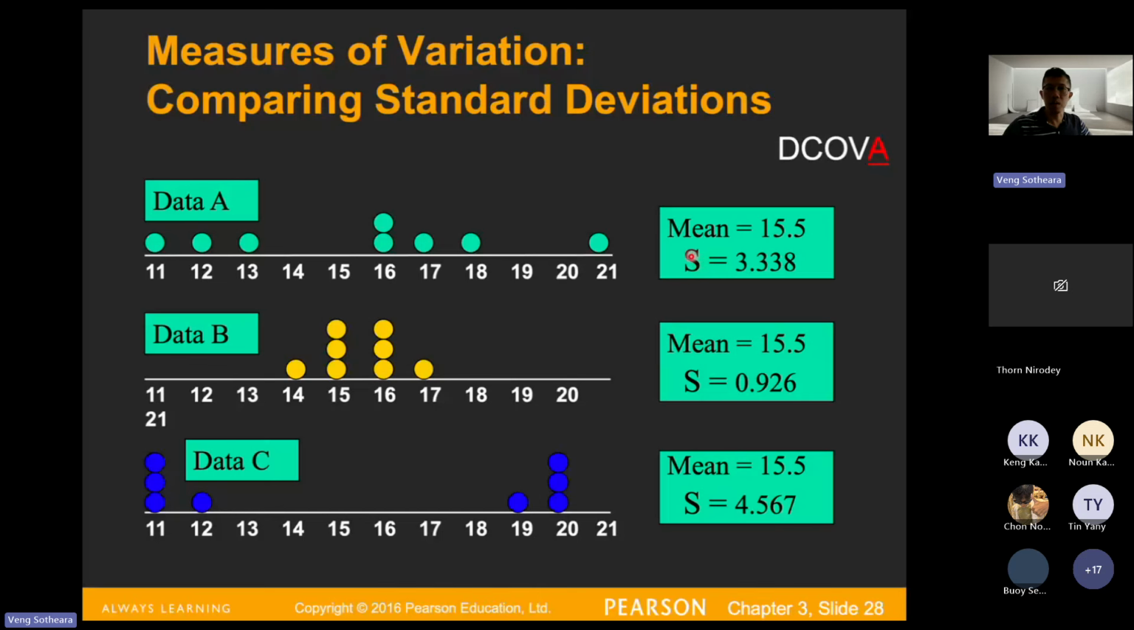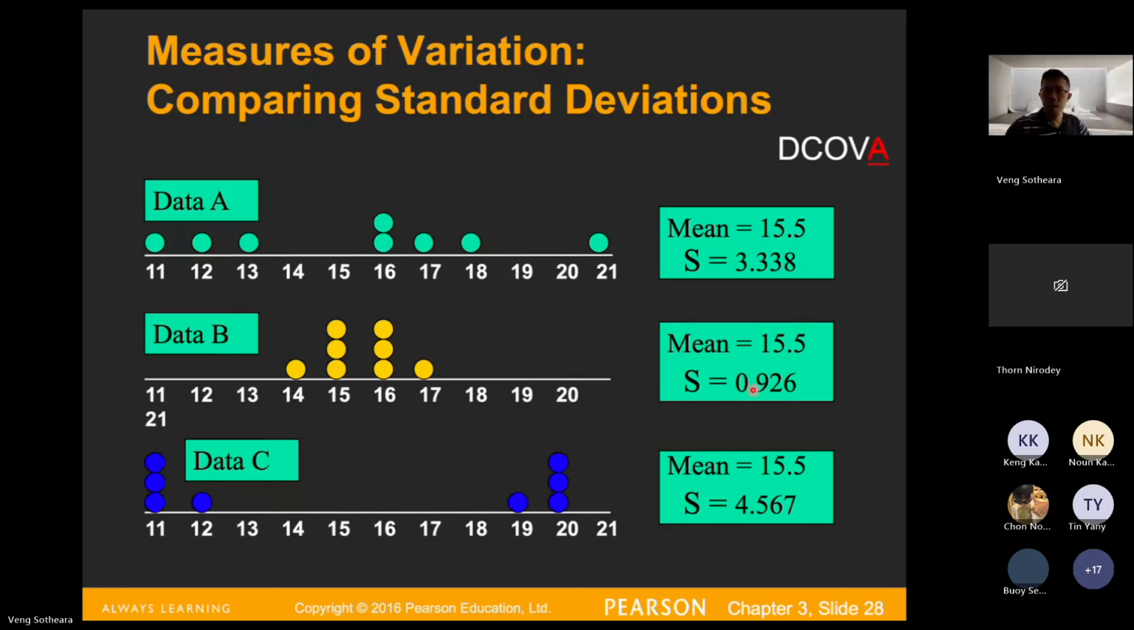For example, the standard deviation of Group A is just three something, right? And the standard deviation of the second one is less than 1, the smallest among the three, while the standard deviation of the third one is roughly 4.5, the highest one, right? So this last group has the biggest spread in terms of deviation, and the second one has the smallest spread.